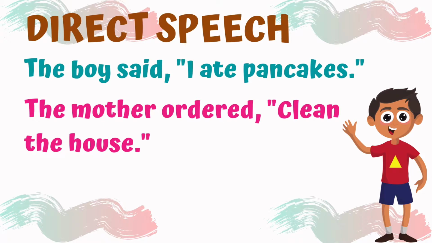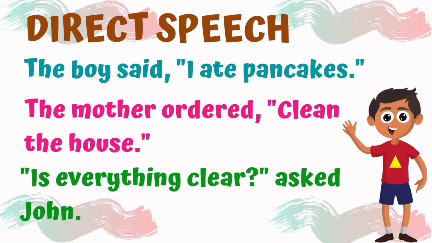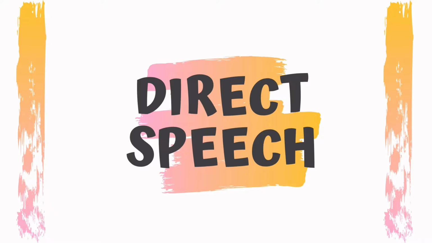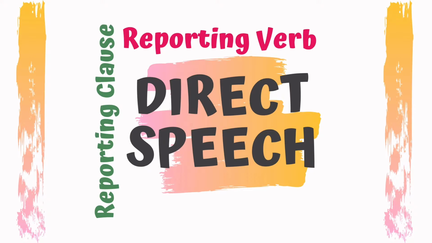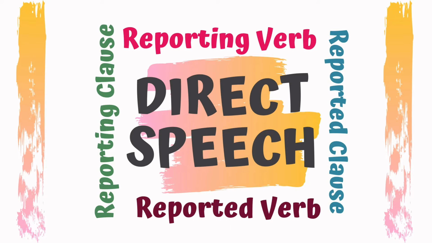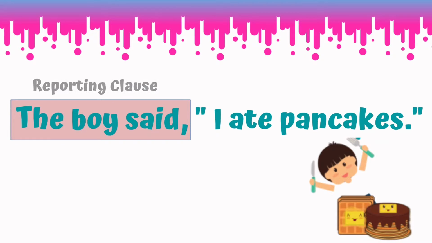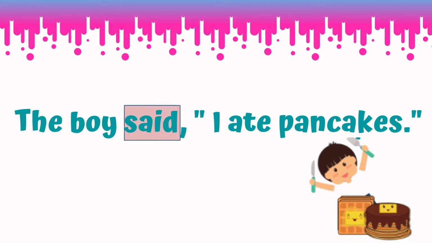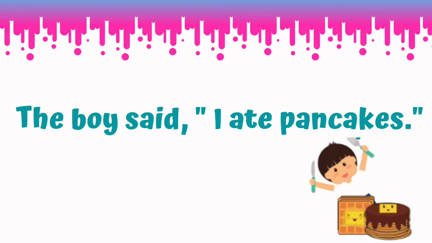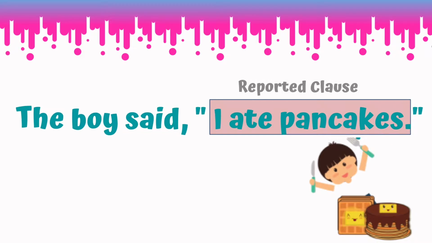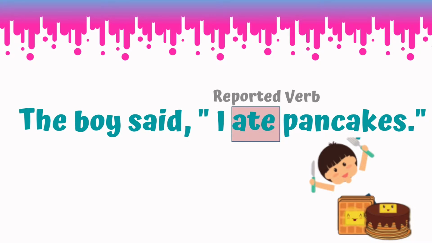The mother ordered, "Clean the house." "Is everything clear?" asked John. A direct speech commonly has a reporting clause, reporting verb, reported clause, and reported verb. In the example, the boy said, "I ate pancakes," the boy said is the reporting clause. Said is the reporting verb. The one enclosed in the quotation marks, which is "I ate pancakes," is what we call as the reported clause. And the verb ate is the reported verb.